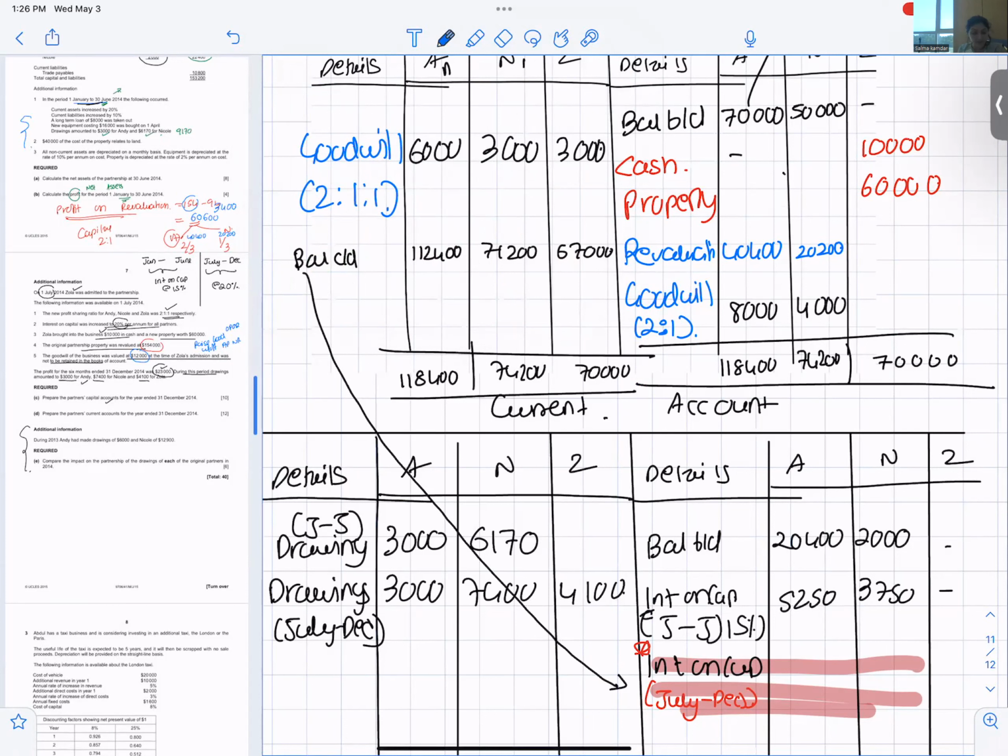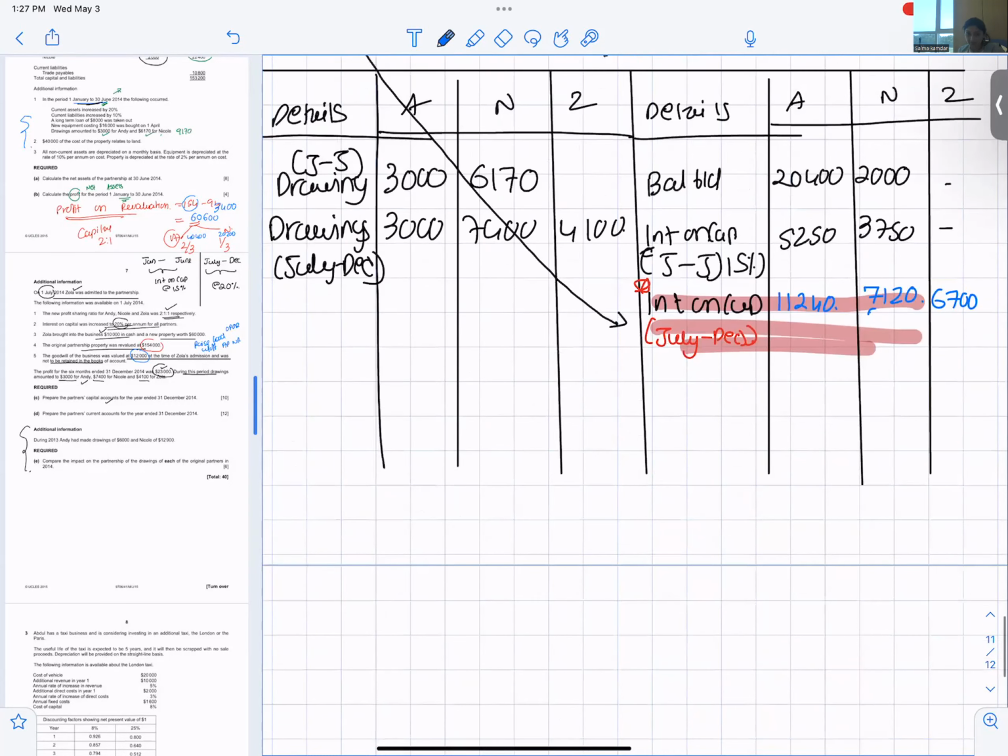Now this new interest on capital that is there, I will calculate on the new capital. So 112,400 into 20% divided by 2. So the new interest on capital is 11,240. For Nicole it will be 71,200 into 20%. For 6 months it will be 7,120. And for Zola, it will be 6,700. Then I will close my current account. Okay.